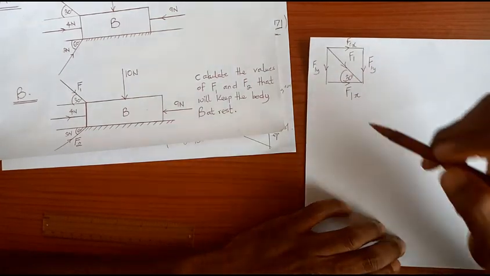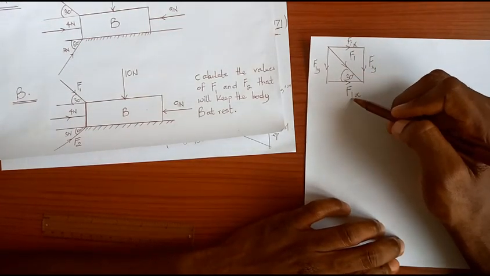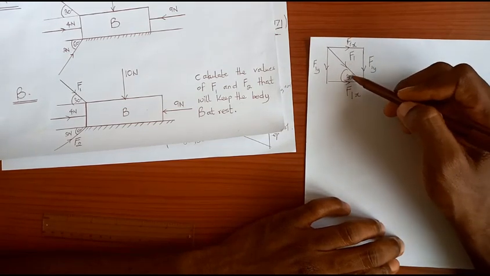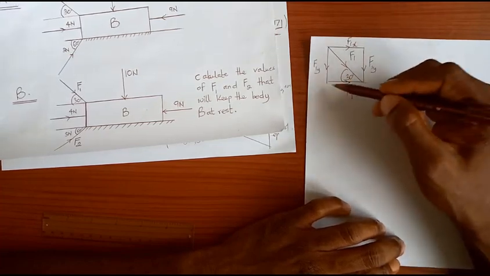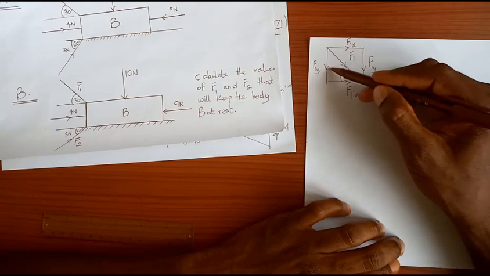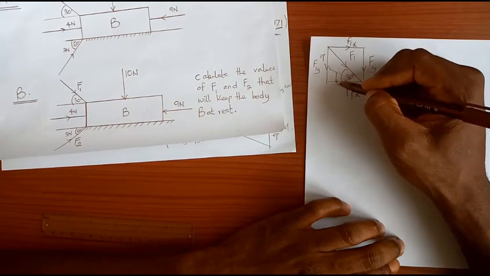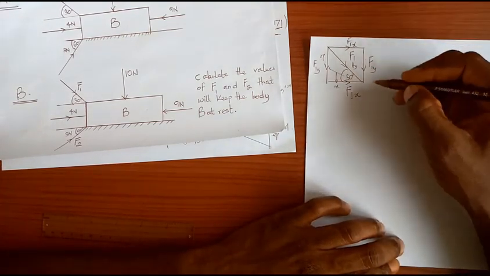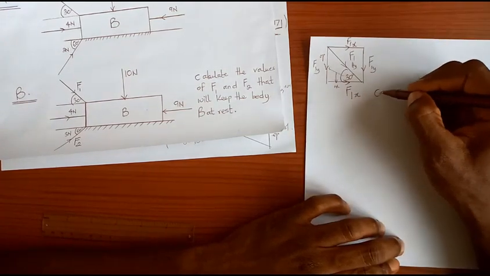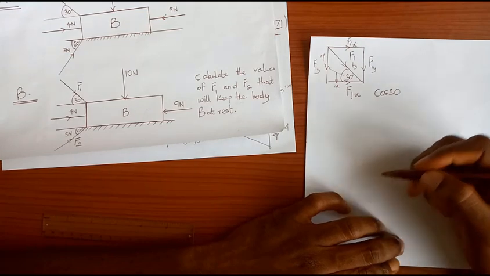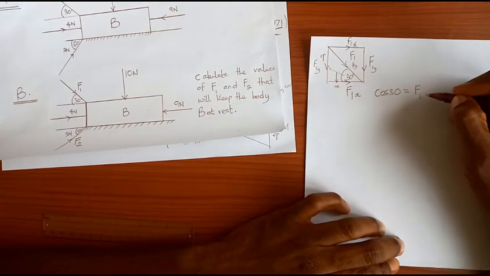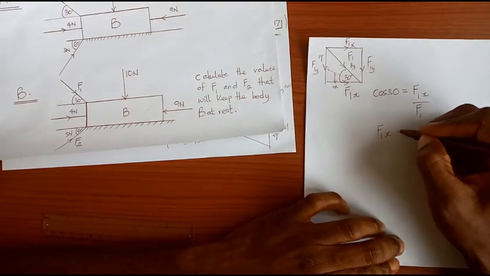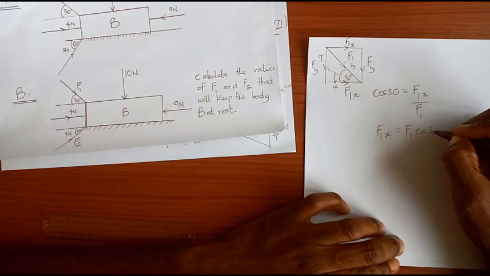So let's find these components, okay? Now, what would this F1x be? This is F1, this is 30. What should this x component be? This is opposite, this is adjacent, this is hypotenuse. So I could use the adjacent and hypotenuse, which is cos. So I'll say the cos of 30 equals adjacent, which is F1x, over hypotenuse, which is F1. Which means F1x equals F1 cos 30.